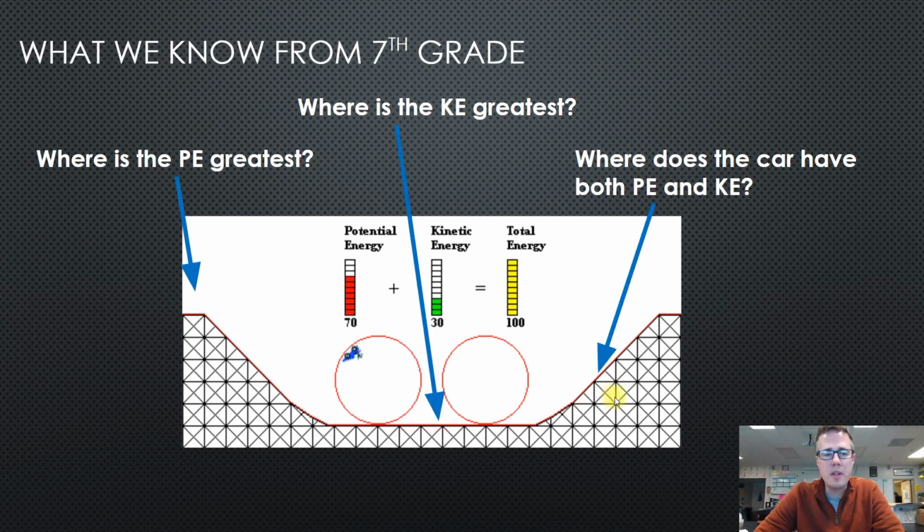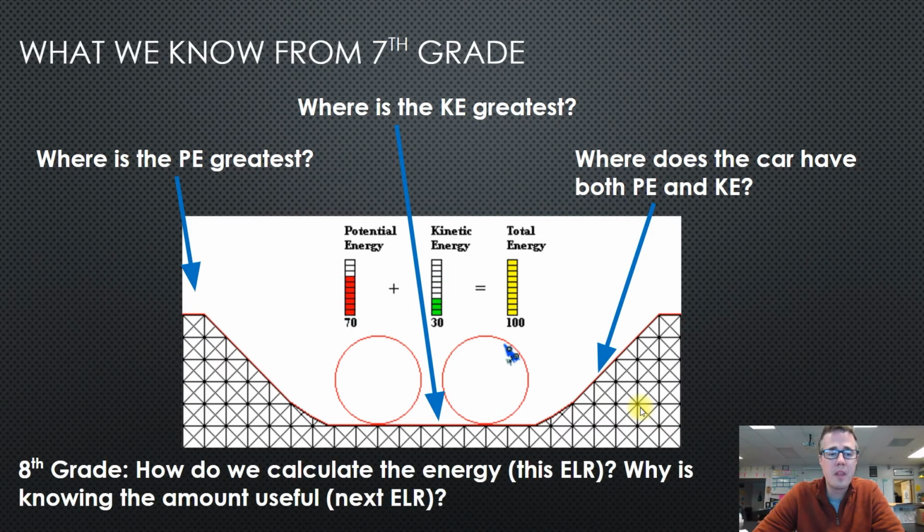So hopefully you've been able to identify a few spots. Potential energy is the greatest at the top of the hill because it has the most height. Kinetic energy is the greatest at the bottom of the hill because that's where all the potential energy got transformed. And then anywhere on the slope of the hill is where it's got both potential and kinetic because it's not done transferring from one to the other.